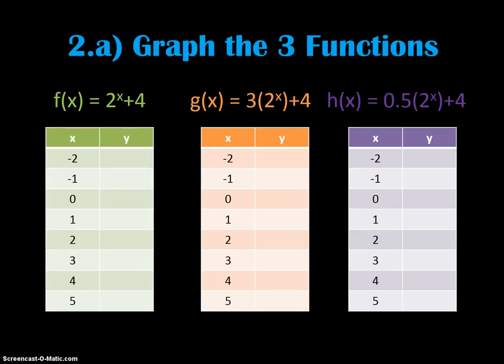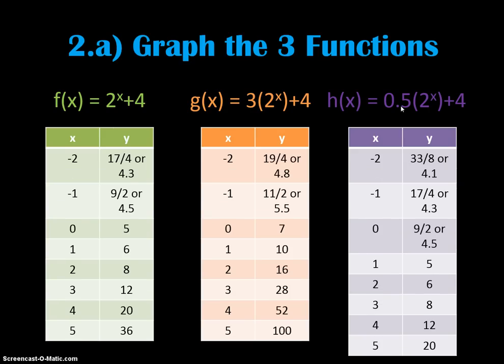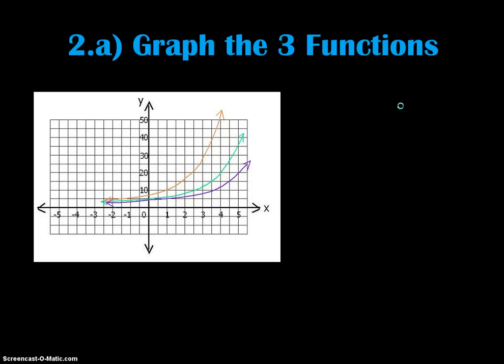Here are three new functions. So we have f(x), g(x) is very similar, but you have this a value now. And then h(x), again very similar, but a different a value. So what we're going to do is graph each of these and compare, because we're changing the a value now. We need all of our y values, and then we're going to graph. Here's our f(x), our g(x), and then our h(x).